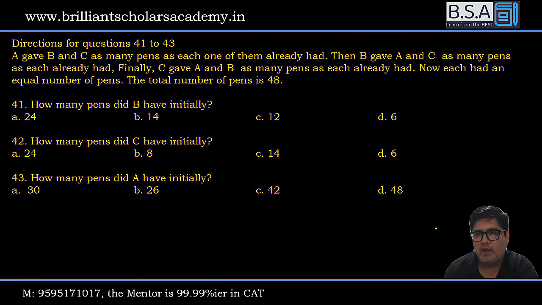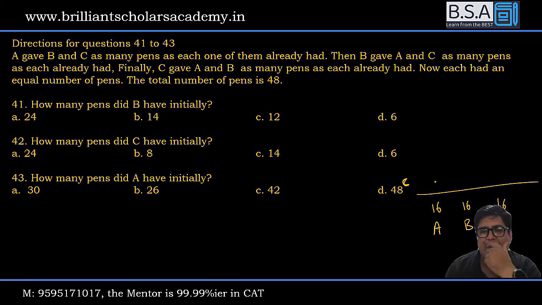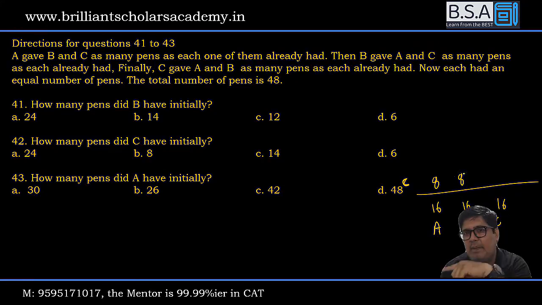Look, A has 16 pens, B has 16 pens, C has 16 pens. So C doubled the pens of the others. C will say, give me back my pens. So C takes away 8 and 8 pens back. So C takes away 16 pens back. One step back, so C has got 32 pens before giving away.